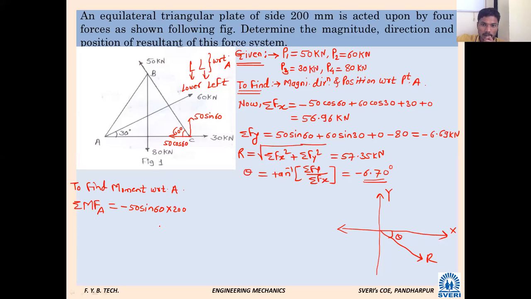Force number 2, 60 kilonewton. What will be the moment due to the 60 kilonewton force at point A?